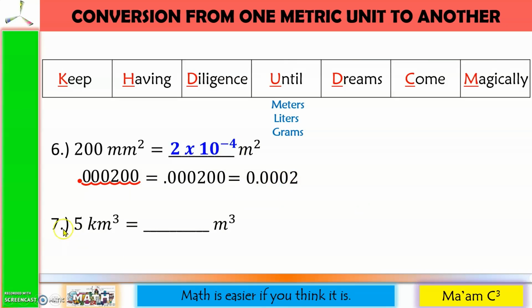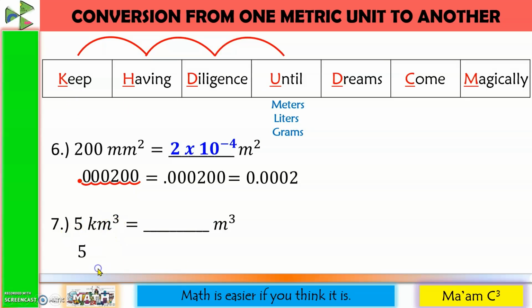Another one, 5 cubic kilometer is how many cubic meters? This time, it is a unit of volume. So when we count the number of steps later, we have to multiply it by 3. So from kilometer, that is keep going to meter, that is until. So let us count 1, 2, 3. So 3 times 3 is 9. 9 steps going to the right.